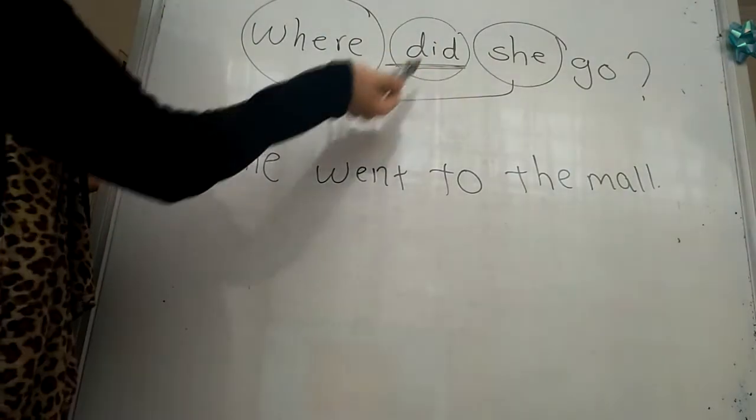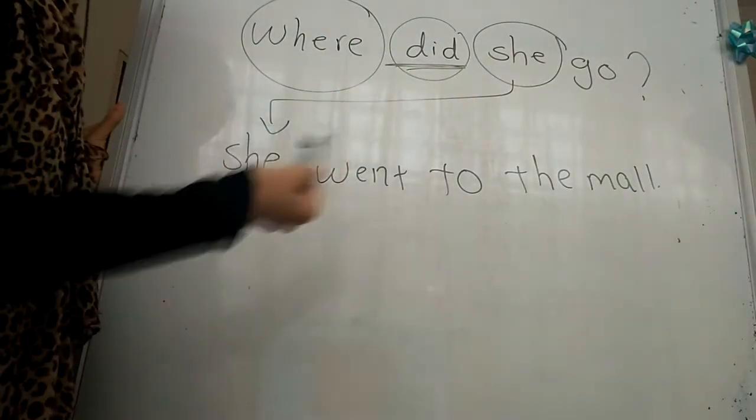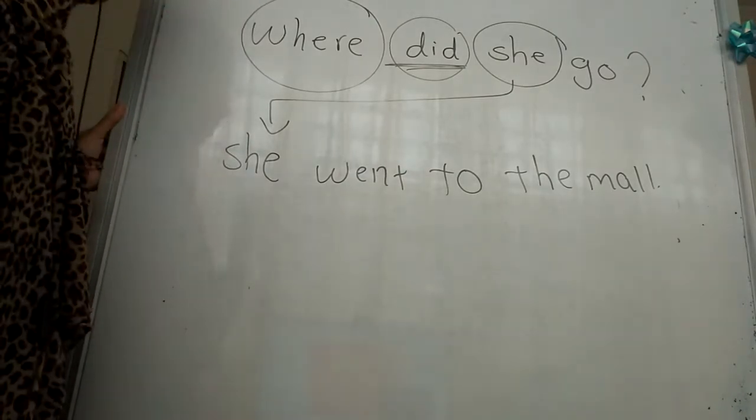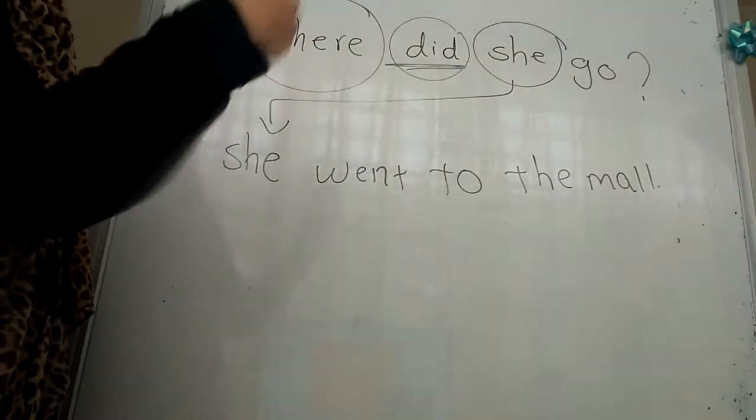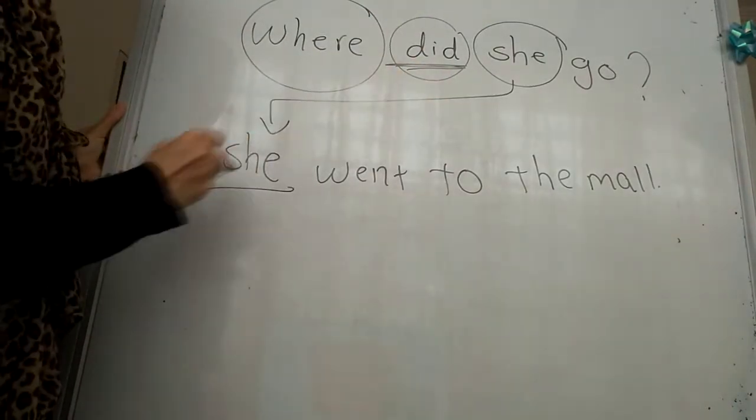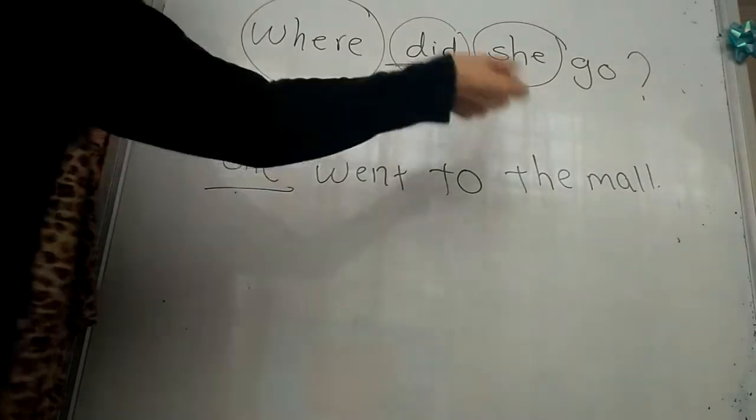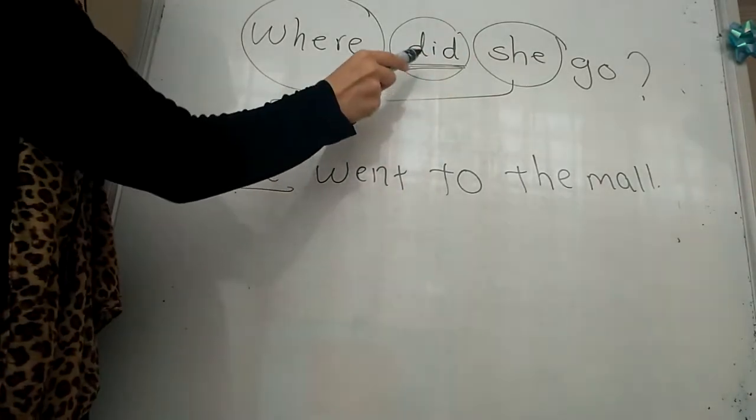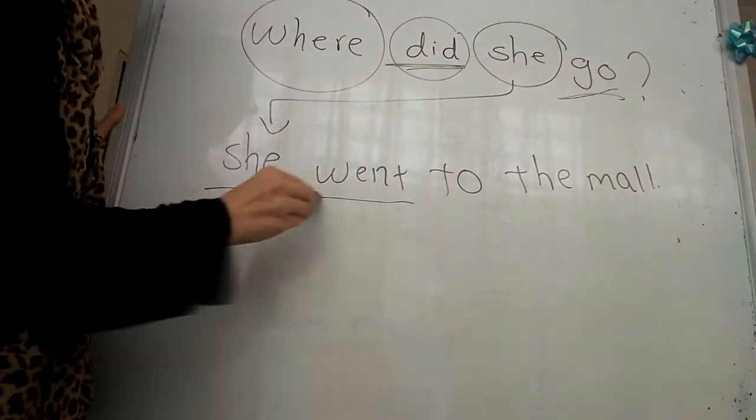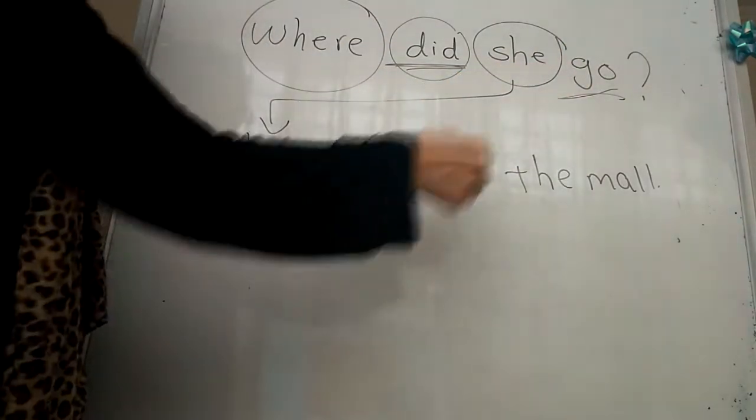All right? We have "did" in the question, so the meaning is connected with something that happened and finished. So here we have, "Where did she go?" We start with the subject, "she", and then because the question is connected with the past, we need to look at the verb and change it to "went". She went to the mall.